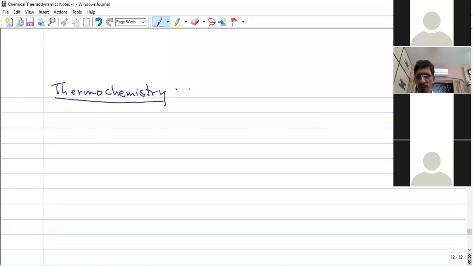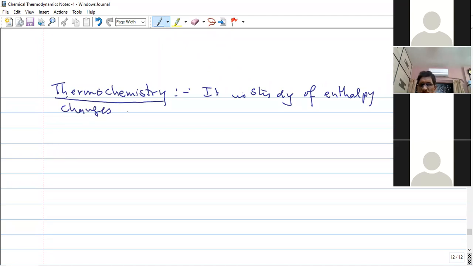So what is thermochemistry? It is a study of enthalpy changes during a chemical reaction. केमिकल रिएक्शन के दौरान जो एंथैल्पी चेंजेस होता है उस स्टडी को करते हैं थर्मोकेमिस्ट्री.